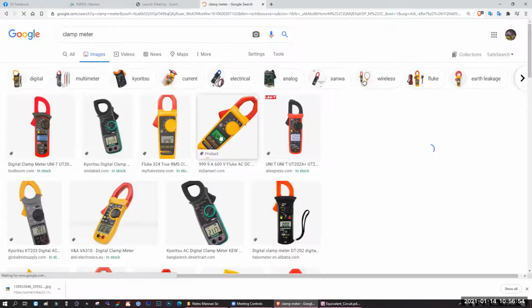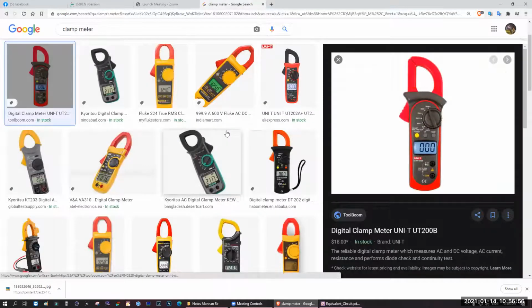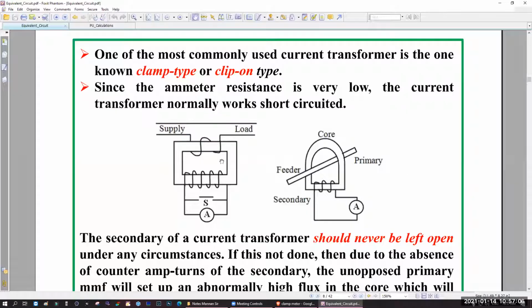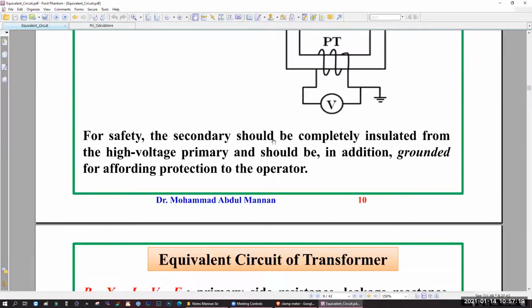There is a current transformer inside. Okay, there is a current transformer inside, so it measures the current by holding it, right? So this is exactly what current transformer does. This one is a clamp. See, clamp type and clip on type. This one is a clip on, maybe. This one is a clamp. Understood? So, yes, you read it by yourself. I'm not going to go through it.